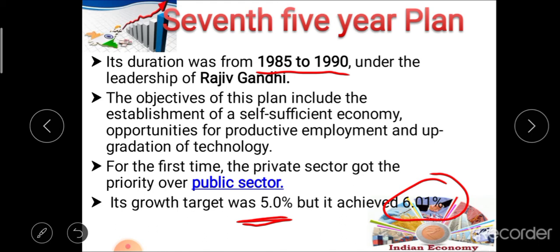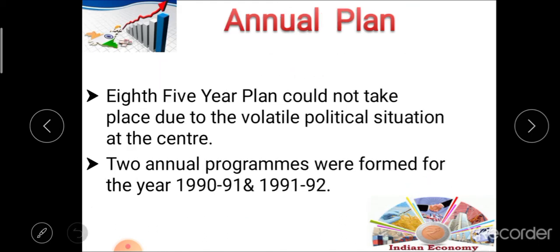Then after the seventh 5-year plan, the next one is the annual plan. The eighth 5-year plan could not take place due to the volatile political situation at the center. So the government announced two annual programs, which were formed for the years 1990 to 91 and 91 to 92.